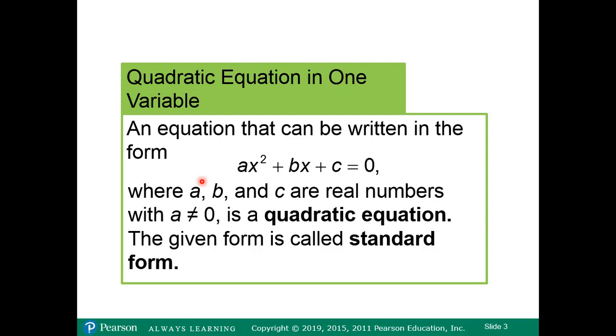So a quadratic equation in one variable is an equation that can be written in this form. Again, we had a definition for linear equations. Now we have a definition of a quadratic equation. Now we have a degree of 2. So it's always written in this form, and it has to have a degree of 2, so A cannot be equal to 0. B and C can be equal to 0, but A cannot, because if A is equal to 0, then we no longer have a quadratic, we have a linear. So this is standard form for a quadratic equation.